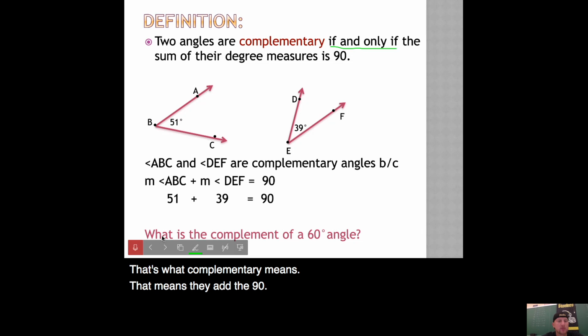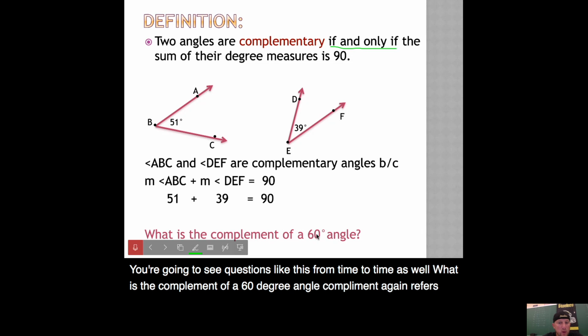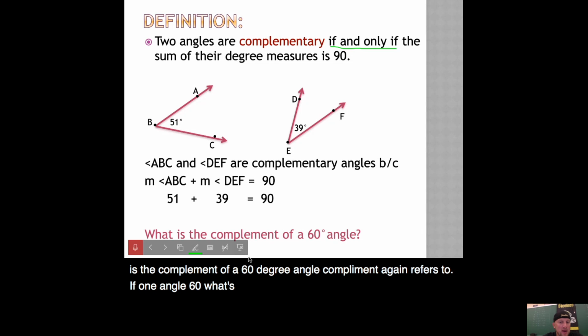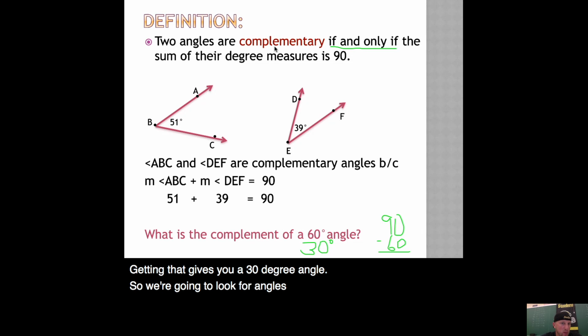You're going to see questions like this from time to time as well. What is the complement of a 60-degree angle? Well, complement again refers to if one angle is 60, what's the other one to make the pair of them complementary? You just do 90 minus 60. Okay, and that gives you your 30-degree angle. So we're going to look for angles in this section that are complementary if their measures add to 90.